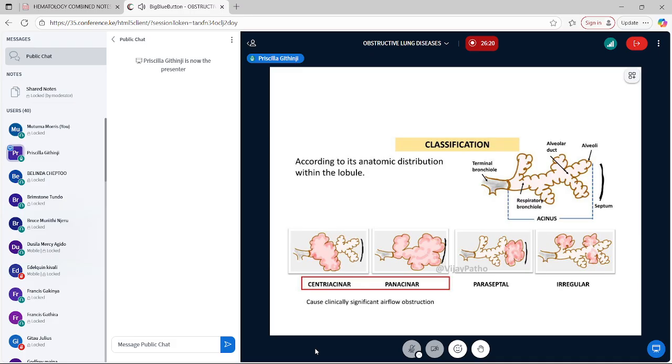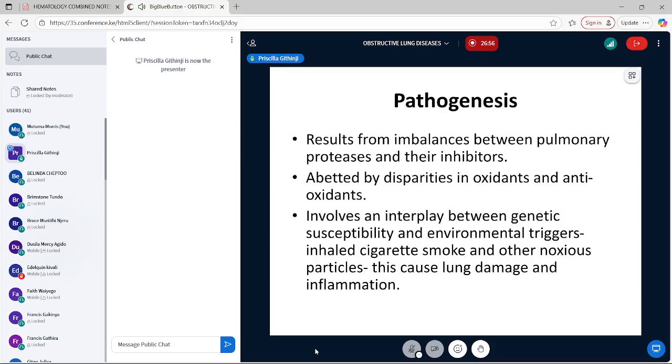So this is just to show you in summary. We said your acinus is from your respiratory bronchioles all the way to your alveoli. So centriacinar is when the central part of this acinus is affected. Panacinar is when the entire acinus is affected. Then paraseptal, or distal acinar, is when the distal part of the acinus is affected. And then irregular is when there is no known distribution, just various parts of the acinus are affected.